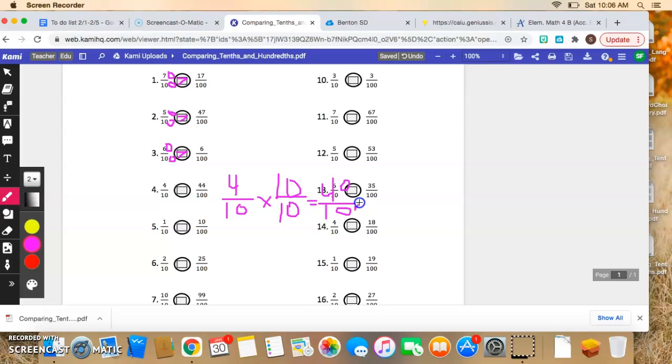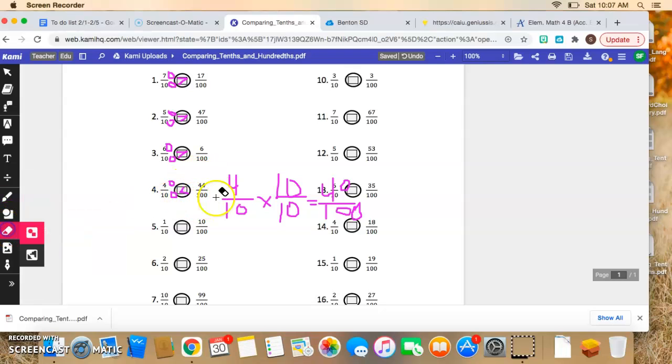So now we have 40 hundredths. I'm going to add a 0 here, 0 here. Okay, 40 hundredths and 44 hundredths. Well, 40 and 44. I know 44 is bigger than. So 40 hundredths is less than 44 hundredths because my mouth is open to that bigger number.